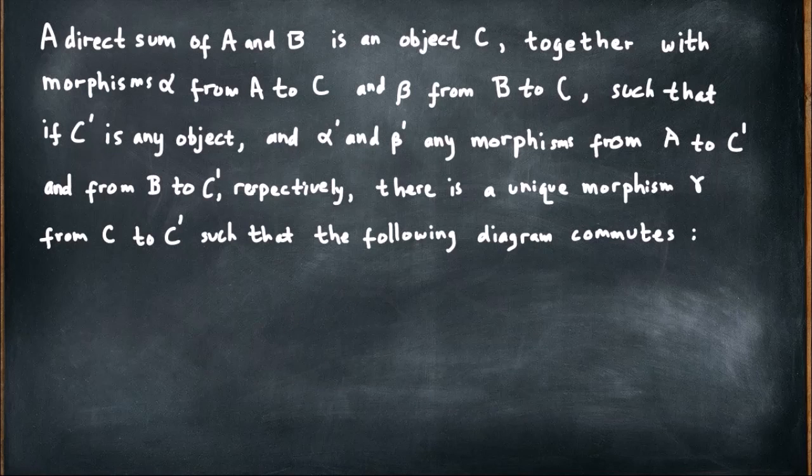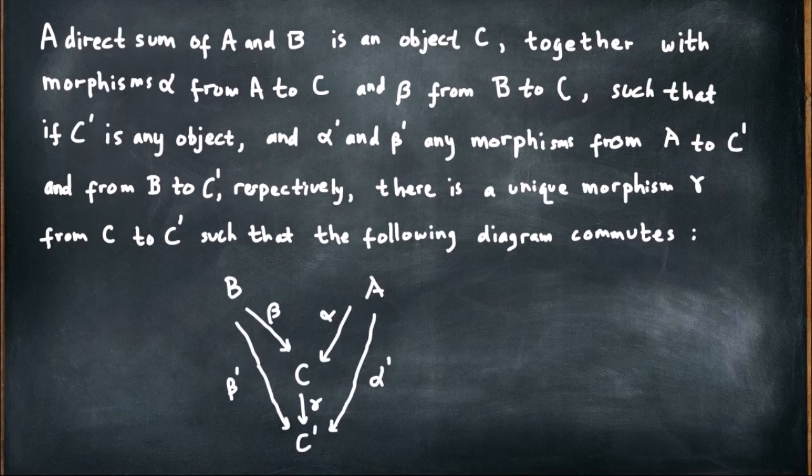Similarly, a direct sum of A and B is an object C together with morphism alpha from A to C and beta from B to C, such that if C prime is any object and alpha prime, beta prime any morphisms from A to C prime and from B to C prime respectively, then there is a unique morphism gamma from C to C prime, such that the following diagram commutes.